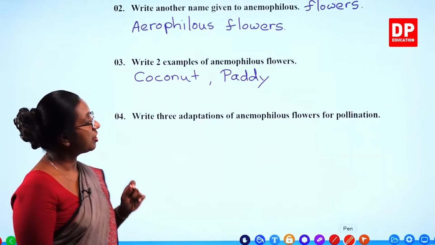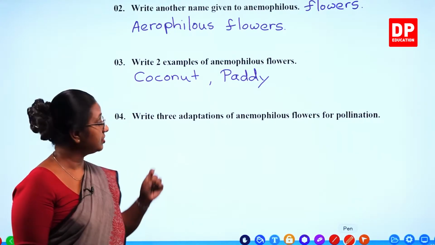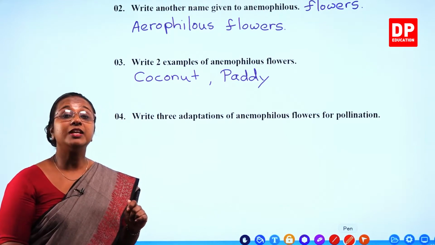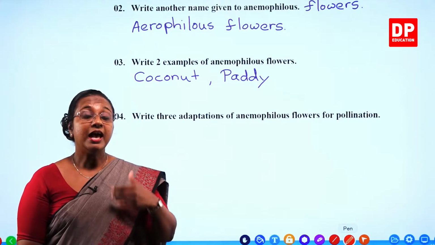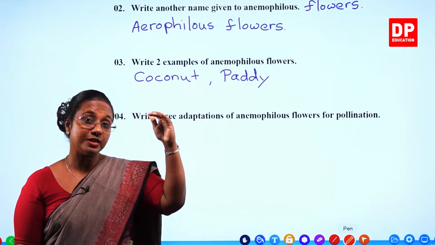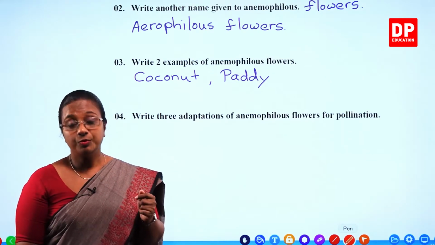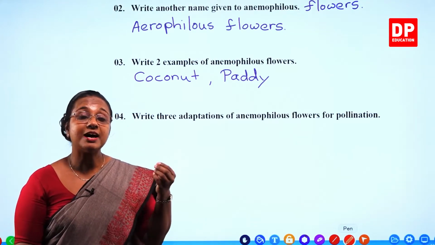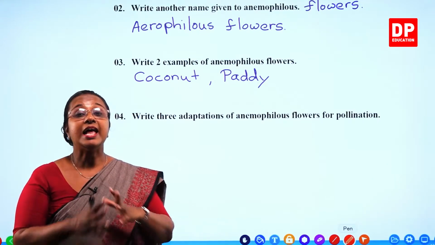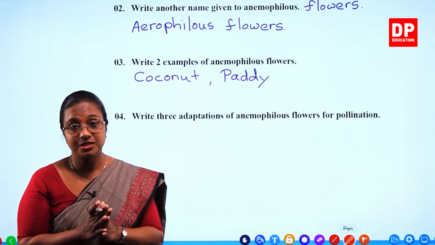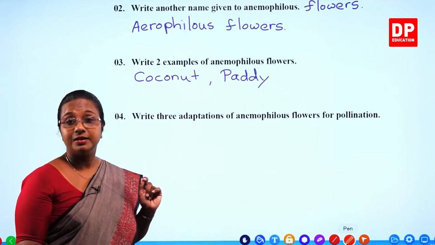Write three adaptations of Anemophilous flowers for pollination. Can you all think of three adaptations? Usually the flowers are present as inflorescence. And also the flowers are present towards the apex of the plant so that they are easily exposed to wind. And also the pollens are very light, they are tiny and a very large number of pollens are produced. And the stigma is usually branched. So those are some adaptations of Anemophilous flowers for pollination.